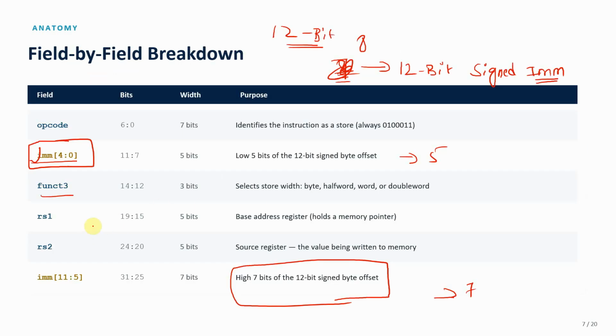And next is RS1. As I've already told you, RS1 is the base address which we are going to mention, and RS2 is going to have the data which I want to store into my memory. And the offset is represented using the immediate value.